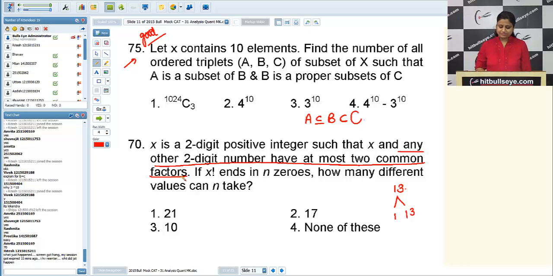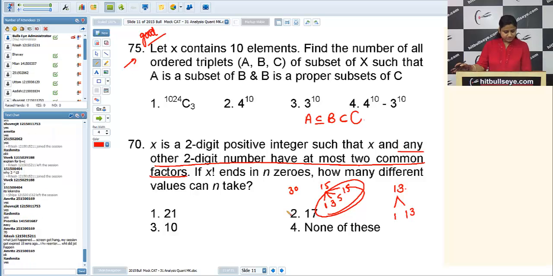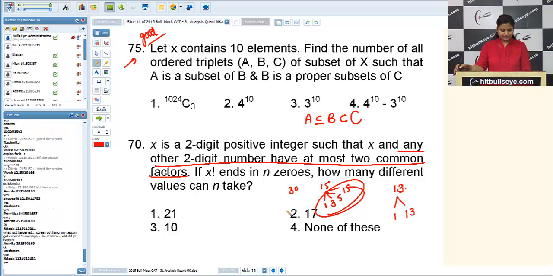X has to be a prime number only. Because if you don't take a prime number, suppose I'm taking 15, there are many factors which are common to other 2-digit numbers. For example, its factors are 1, 3, 5, 15. And if you take 30, all the factors are common. That's why we cannot take 15. Rather, we cannot take any composite number. We have to take all the 2-digit numbers which are prime. Is it okay? Ritesh, is it okay now? Okay. So, X has to be a prime number.